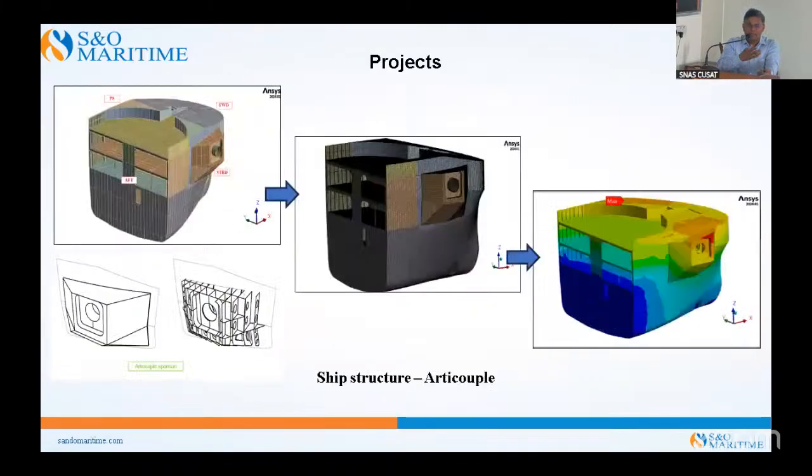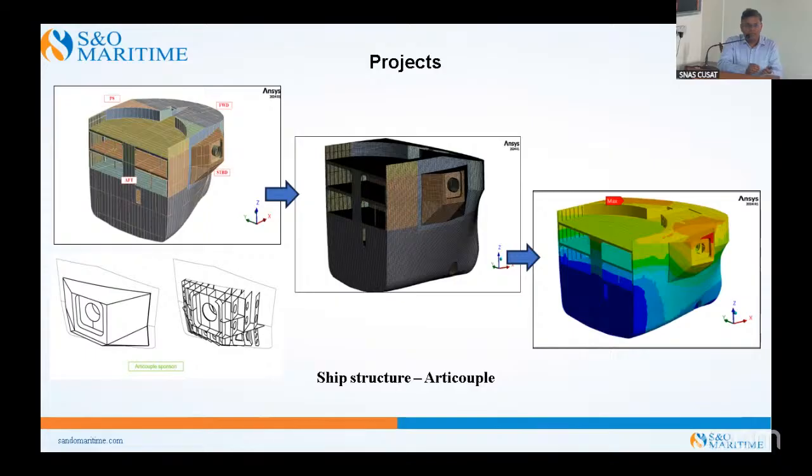But when it comes to specific requirements, like we did for a pusher barge, where the tug is pushing a barge, where there is a connection called an articouple, where the barge is connected to the tug. So all the loads are actually acting on this particular area. So the load on the barge as well as the tug connected through the articouple. So here, we are not modeling the entire vessel, but only a part of it.